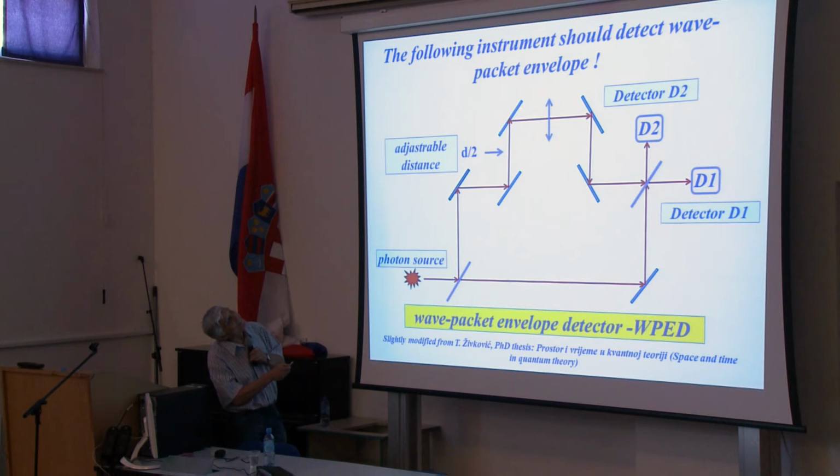So you have to sketch your experimental result as a function of that distance here. If that distance is zero, you have really a Mach-Zehnder instrument. And then you are going to obtain Mach-Zehnder results, because if that distance is zero, it is really a Mach-Zehnder. But if that distance is not zero, you are going to obtain something else.